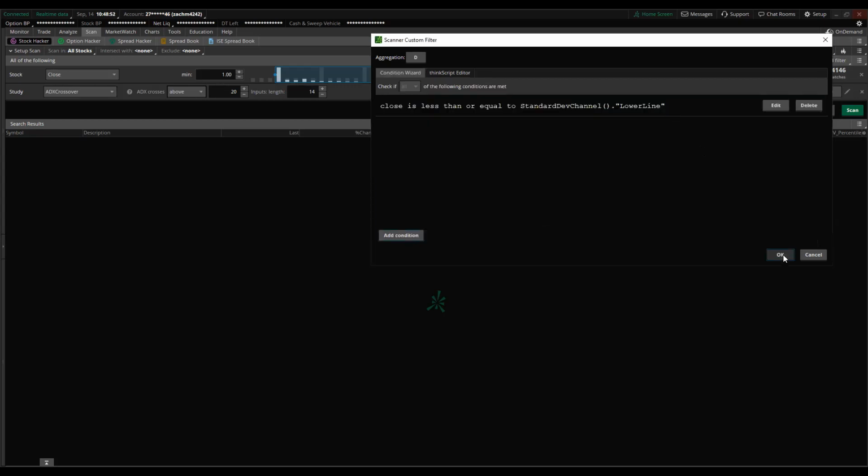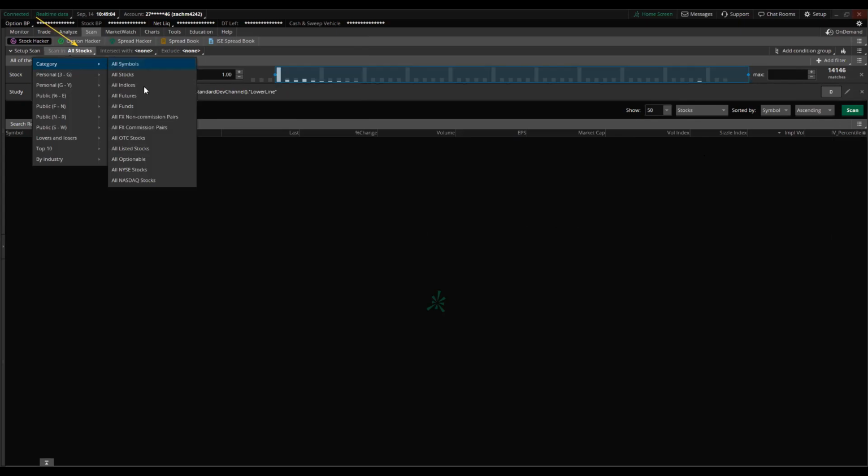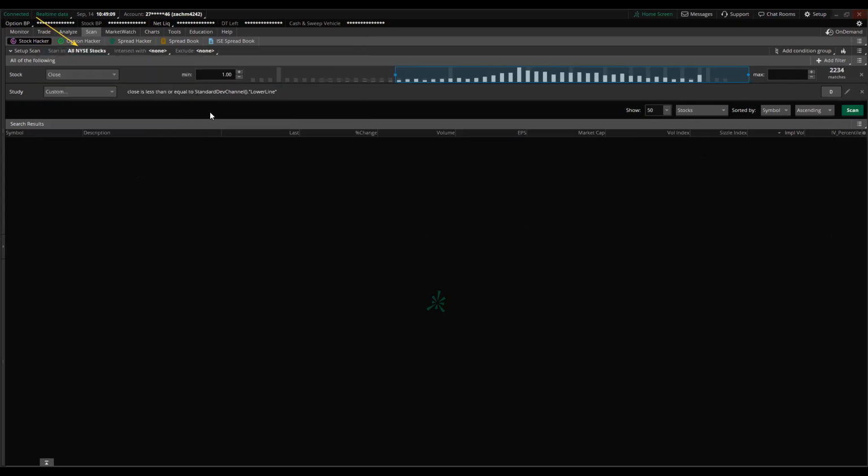We'll hit OK now, and there's two more things we need to do. The next thing we want to do is come over to where it says scan in and it says all stocks. We actually want to change this to all NYSE stocks. This is New York Stock Exchange stocks, which means that they're listed on the New York Stock Exchange.